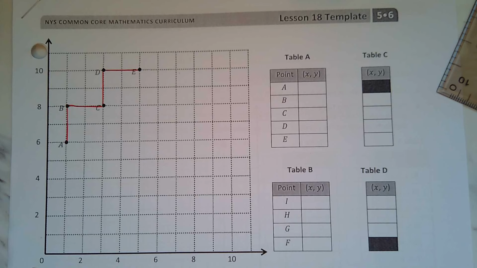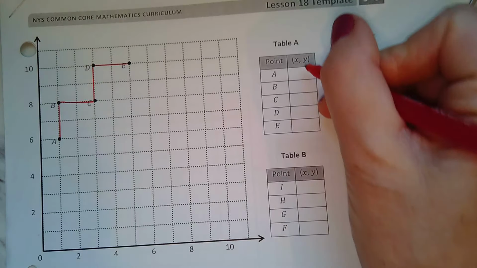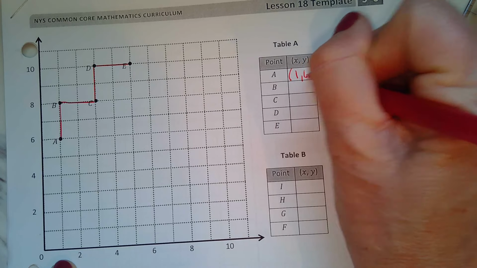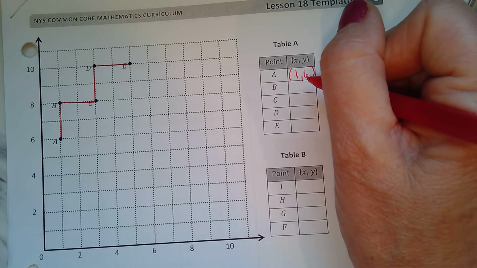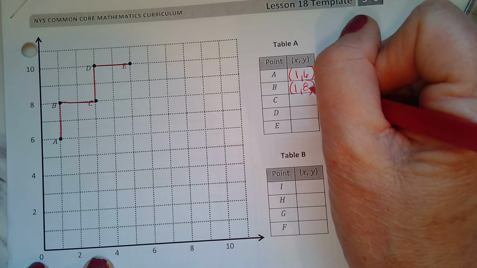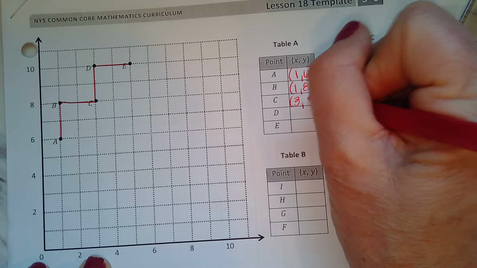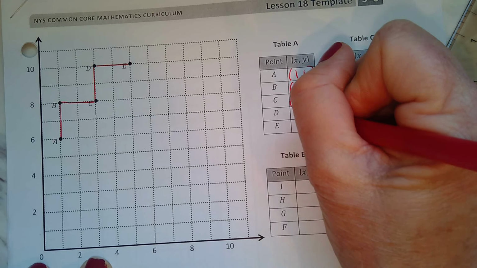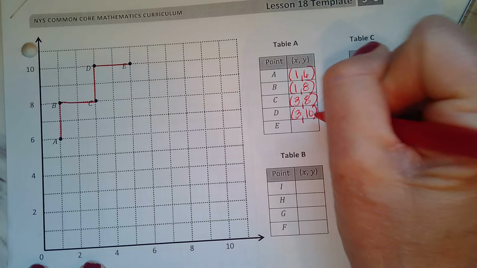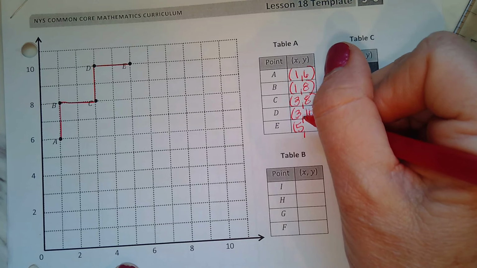Now, before we go any further, let's write out their coordinate pairs. So A would be 1, 6. B would be 1, 8. C is 3, 8. D is 3, 10. And E is 5, 10.